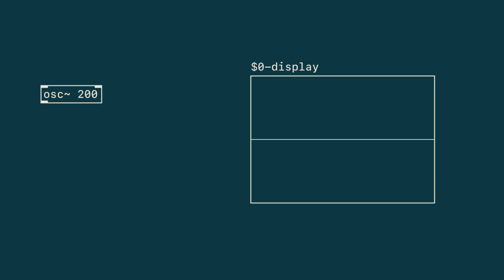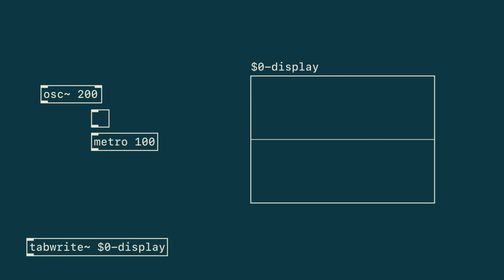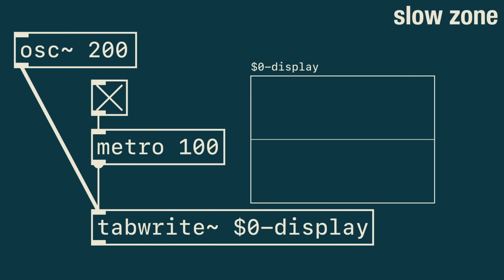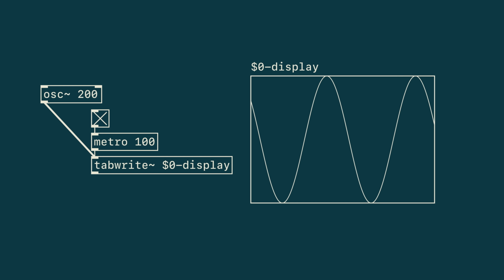To look at the wave, connect a toggle to metro to tabwrite~. When the toggle is on, metro sends a signal every 100 milliseconds. When tabwrite~ gets that signal, it dumps the waveform from osc~ into the array. Now we can see the wave.